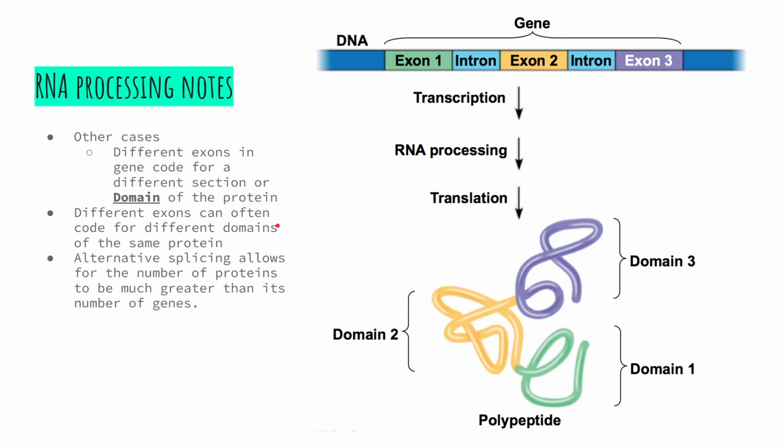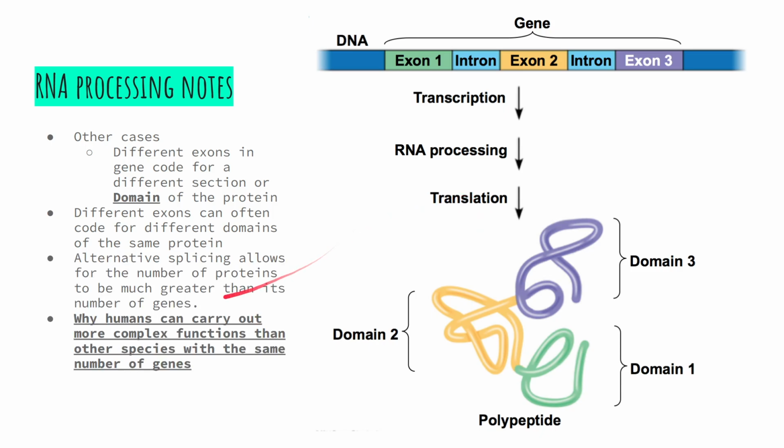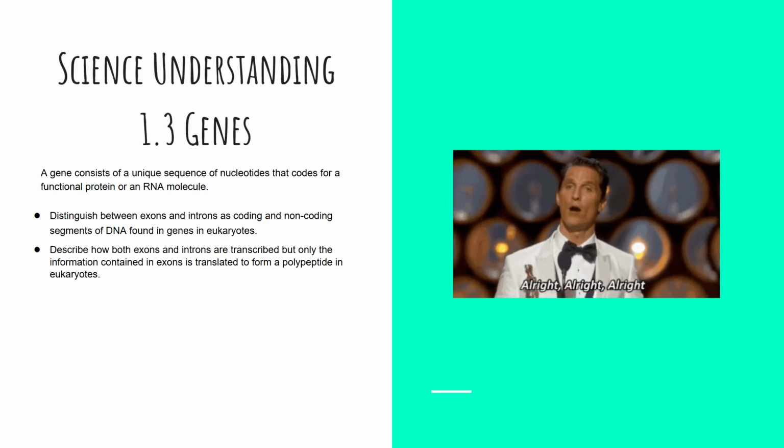Alternative splicing allows for the number of proteins to be much greater than the number of genes. Just because we have our one gene from our DNA strand, we can get multiple proteins because of this. And this is why humans can carry out more complex functions than other species with the same number of genes. All right.